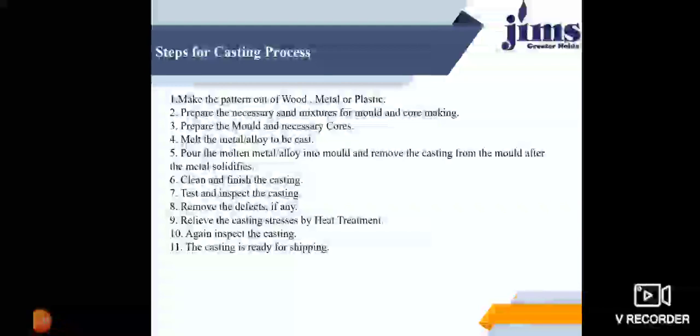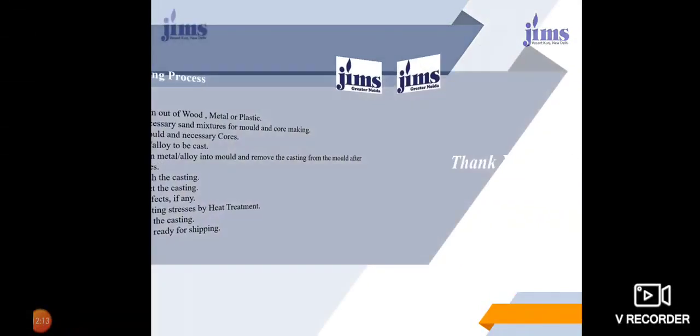Next is cleaning and finishing the casting. Next, test and inspect the casting to see whether it satisfies our final requirement or not. Then remove the defects, if any defect is there. Then by the heat treatment process we relieve the internal stresses caused. Then again inspect the casting, and finally the casting is ready for shipping. So these are the main steps involved in casting.